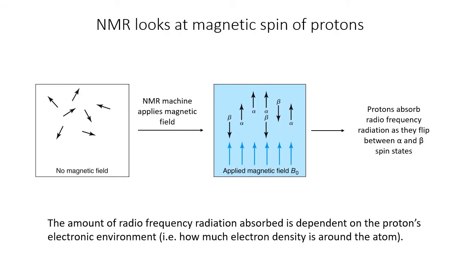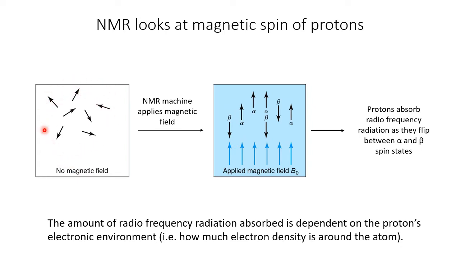Atoms that have an odd mass number also have a magnetic spin. So you can think of them as little globes or little Earths that have a north pole and a south pole, and they rotate in different directions. Now, each of these arrows represents the atoms, and as you can see, in the absence of a magnetic field, there really is no set direction that the atoms are capable of spinning in.